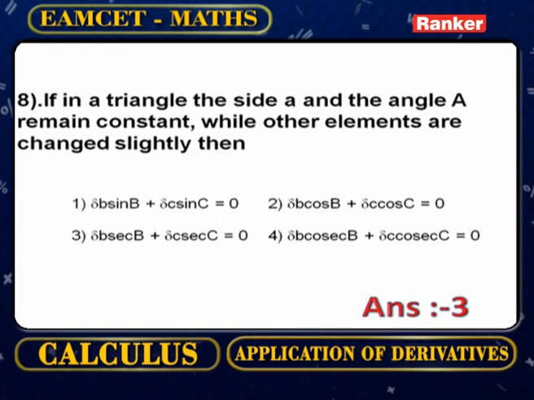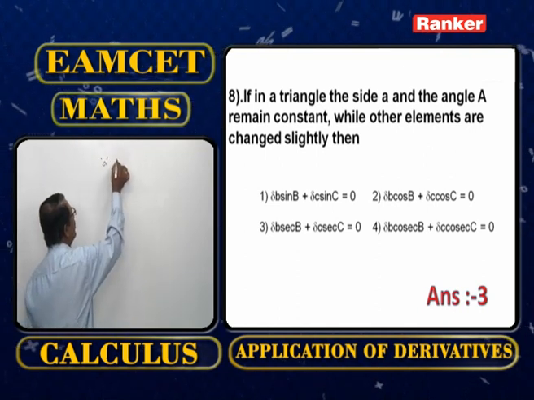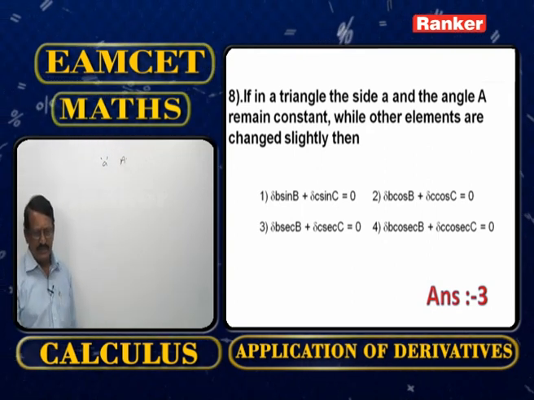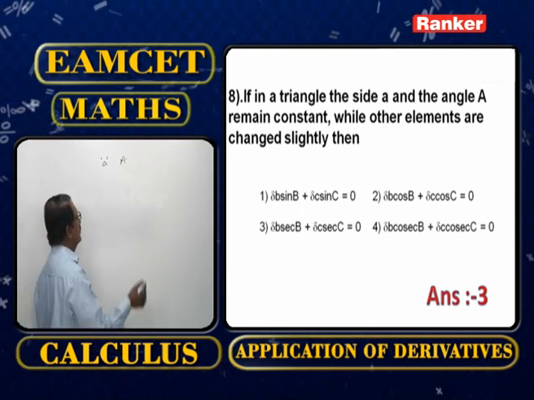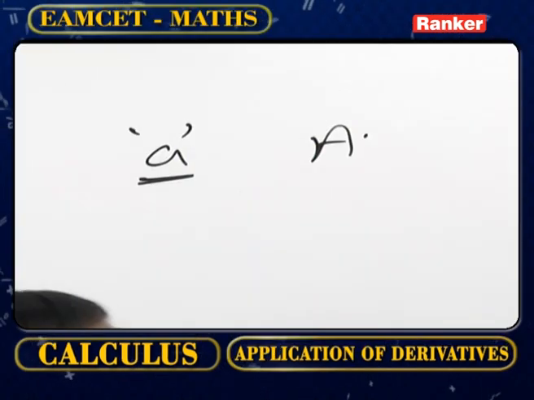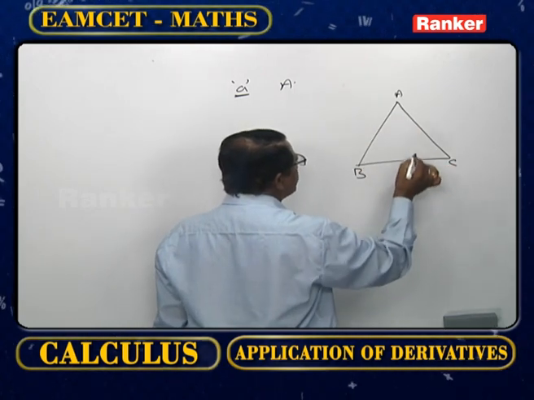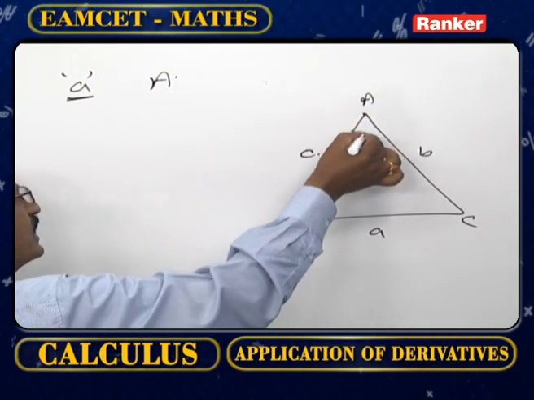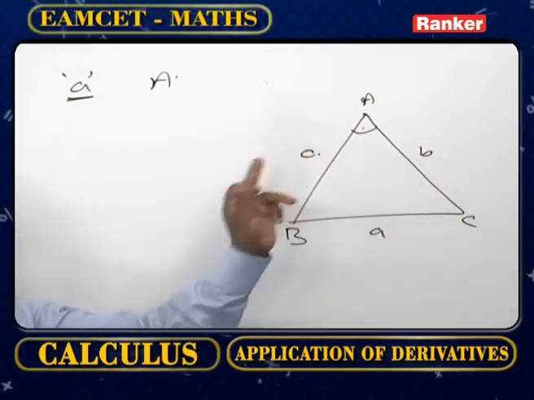If in a triangle, one side of the triangle a and the angle capital A remain constant, while the other elements change slightly, find the required condition. Suppose in triangle ABC, the length of side BC equals small a, CA equals small b, AB equals small c, because opposite to angle A is side small a, opposite to angle B is small b, opposite to angle C is small c.